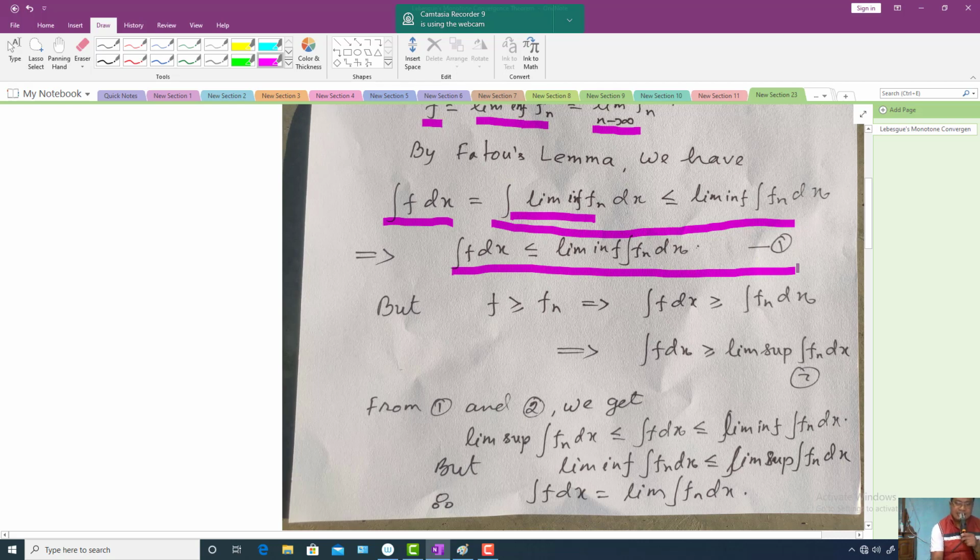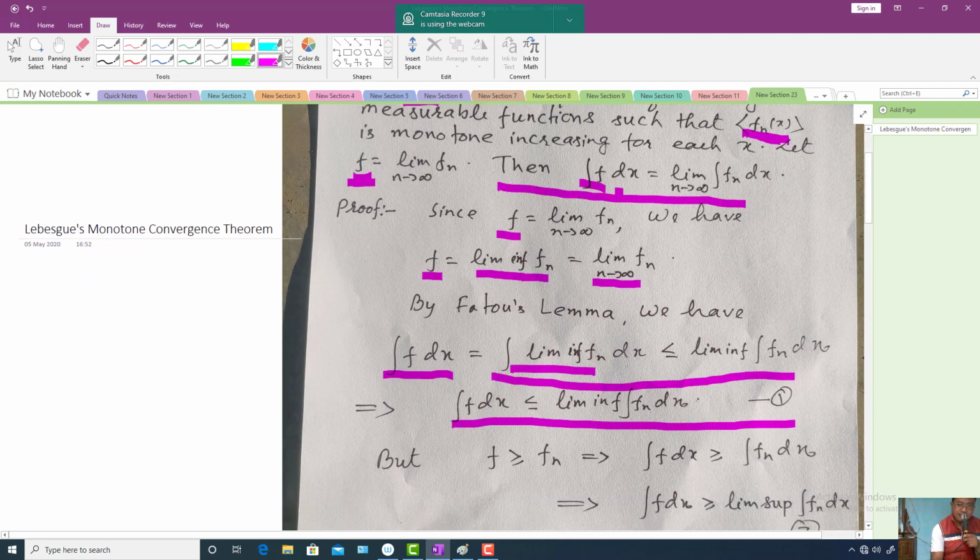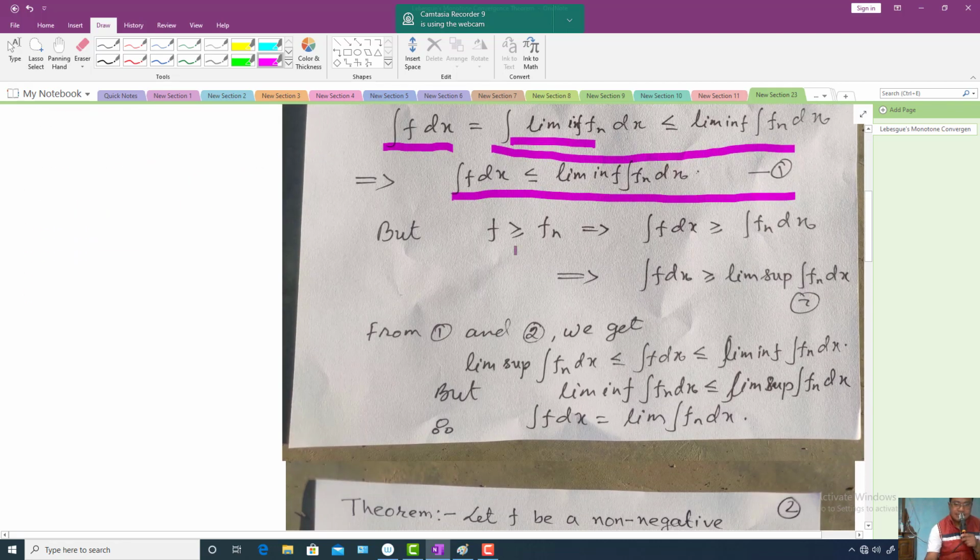Also, for each x, the sequence of functions is monotonic increasing. fn(x) is monotonic increasing, which means as n tends to infinity you get f, and f will be the supremum. That means f will dominate the members of the sequence. That means f is greater than or equal to fn for each n. Since it is monotonic increasing, the limit, that is when n tends to infinity, will be greater than any other member of the sequence fn. So this is true for every n going from 1 to infinity.